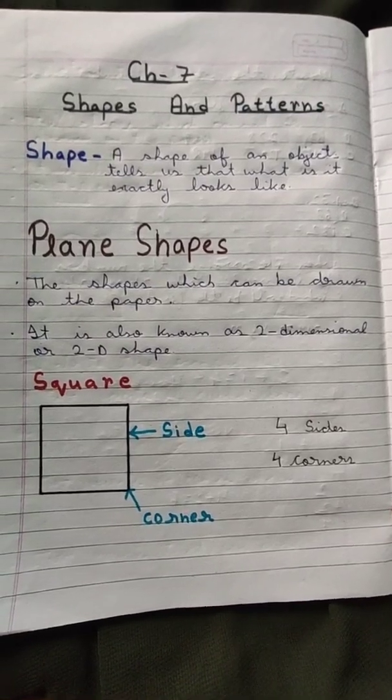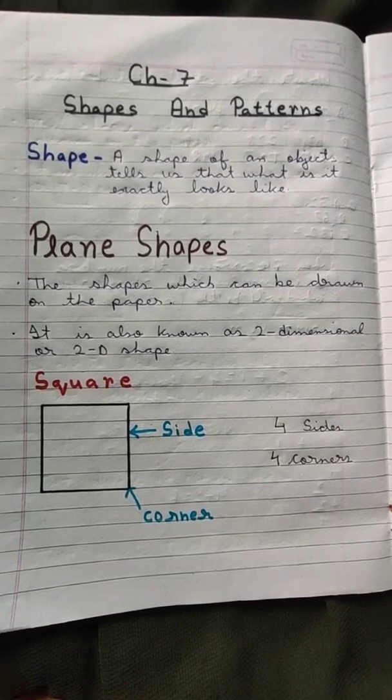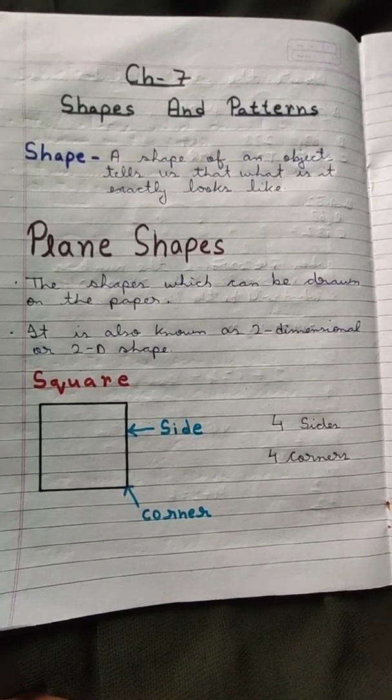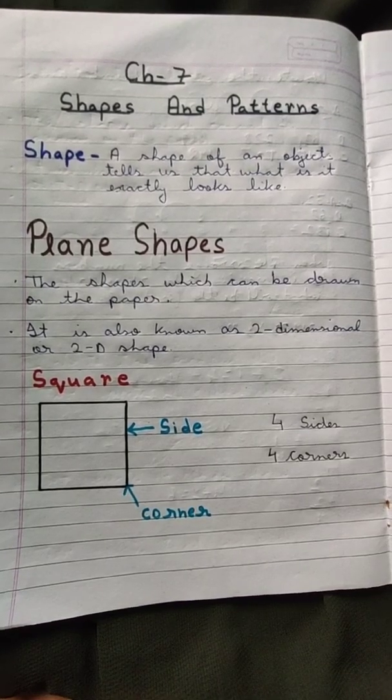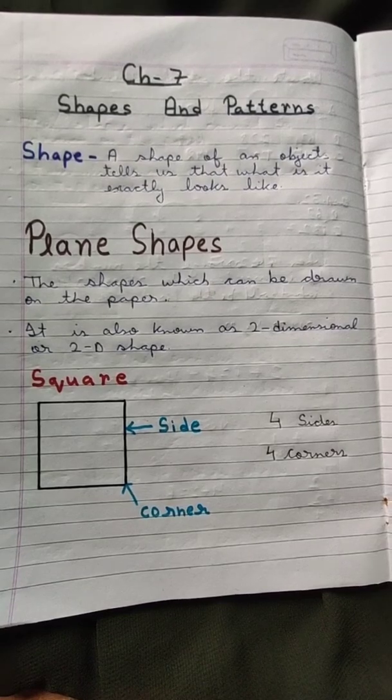Children, today I am going to start the new chapter of maths. Chapter name is shapes and patterns. In this chapter we are going to learn about different shapes and patterns.